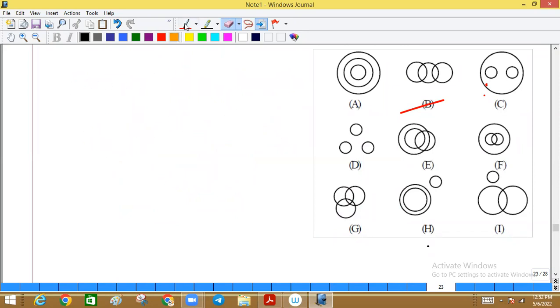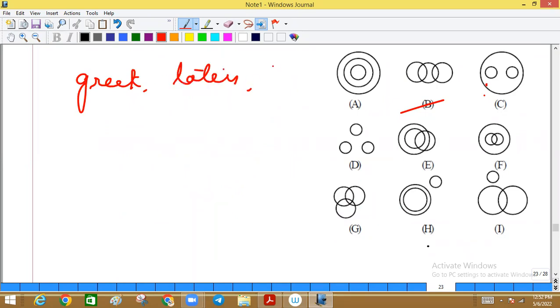Write down the question. Greek, Latin, Sanskrit. Greek, Latin, Sanskrit. What is the answer?